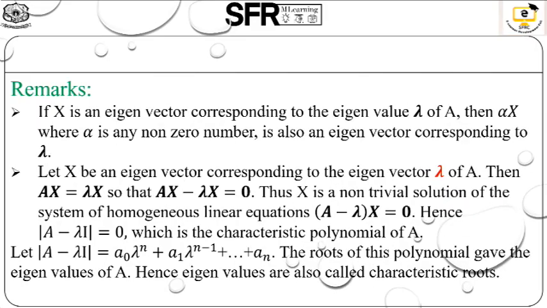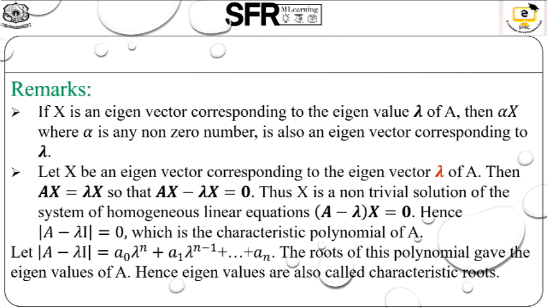So next we discuss some remarks. If x is an eigenvector corresponding to the eigenvalue lambda of A, then if we multiply x by a non-zero number alpha, alpha x is also an eigenvector corresponding to lambda.